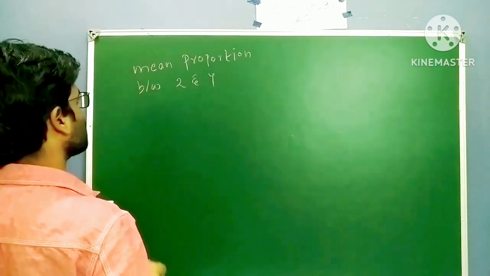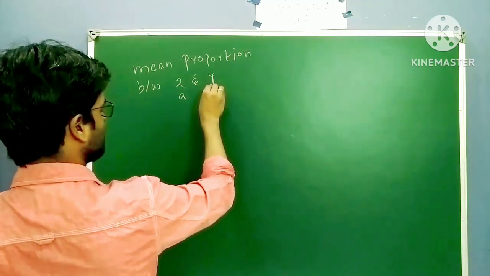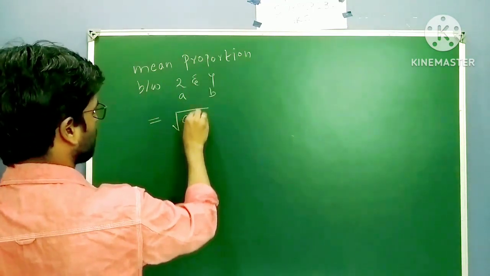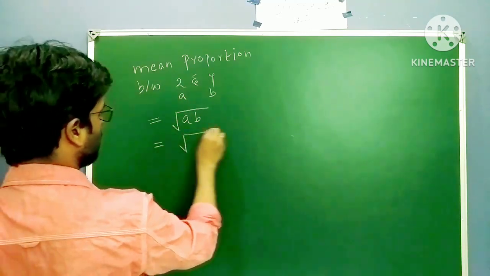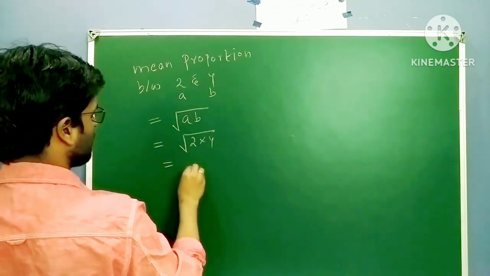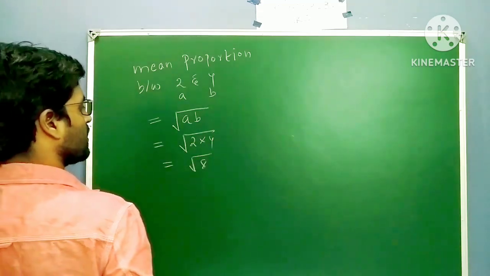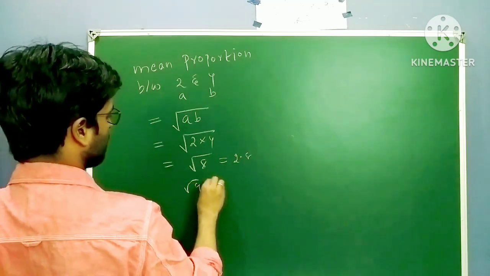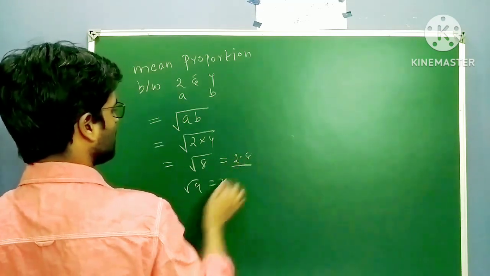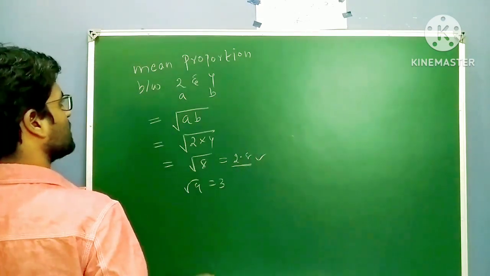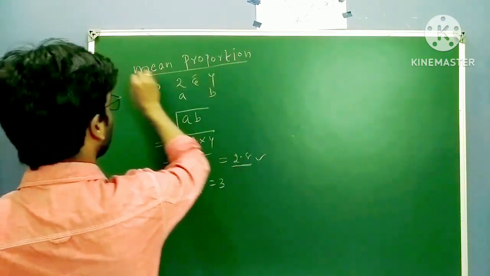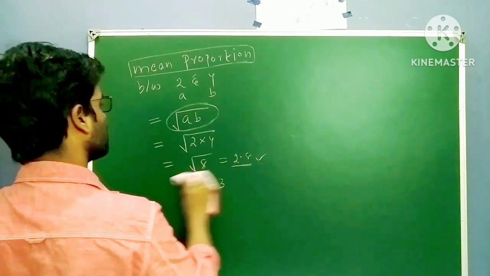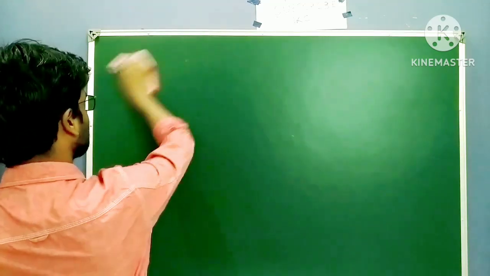Whenever I'm asking like this, consider this as A, this as B. The mean proportion formula, a simple formula, is root over AB. That means root over 2 into 4, root 8. That means 2 point something, because root 9 is 3, so root 8 means 2.8 something, right? So this is the answer. Just remember, if the examiner asks about the mean proportion, you have to use this simple formula, root AB. This type of question is generally important for GATE.